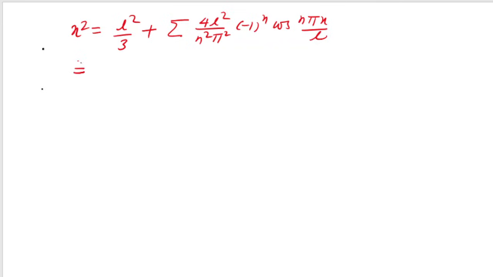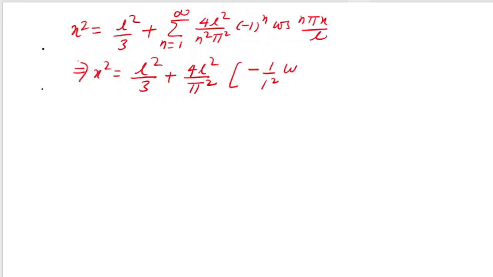So this will give me x square is equal to L square by 3, and here 4L square by pi square is constant, so it can be taken out of this summation. Here of course you know that n varies from 1 to infinity, and now you put the limits. So if you take n is equal to 1, minus 1 to the power 1, so I will get minus 1 by 1 square cos pi x by L.